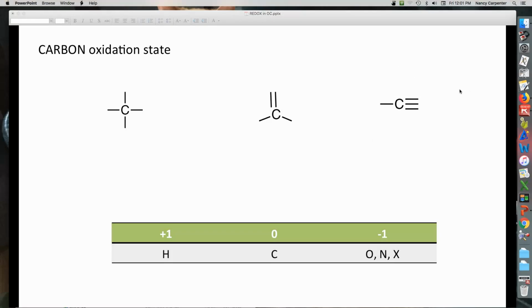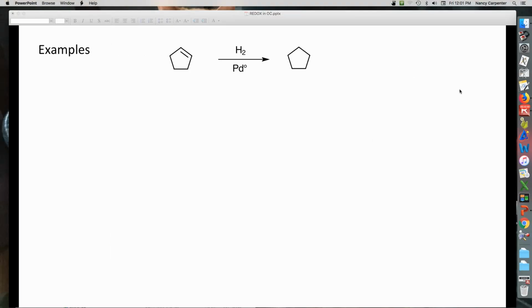Alright, let's wrap this up with a couple more examples that will illustrate how knowing the change in oxidation state helps you to determine what reagents to use. Alright, so here's an example where we're going to add hydrogen across a double bond to go from an alkene to an alkane. Let's prove that the oxidation states show that this is a reduction. So the first thing I'm going to do is get rid of the dang line structure and put in all the atoms here.